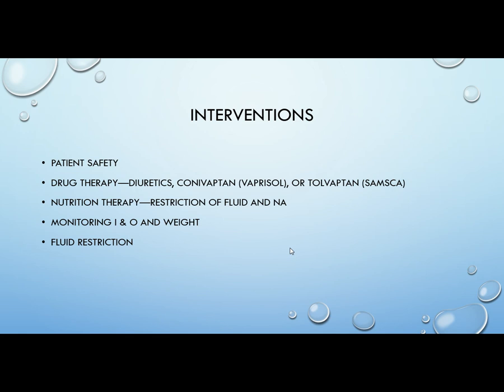You want to teach that patient on discharge how to weigh themselves and when they need to report. They need to tell their healthcare provider if they have more than a 3-pound gain in a week or more than 2 pounds in a 24-hour period. They need to be reporting that to their doctor, okay?